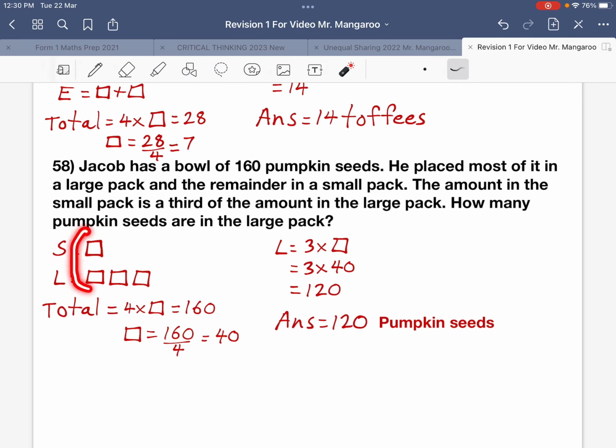So this totals 4 boxes, which is equal to 160, the total. So 160 divided by 4 is 40. So the small is 40 and the large is 3 times 40, which is 120.